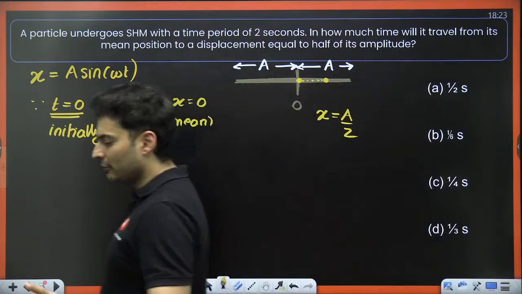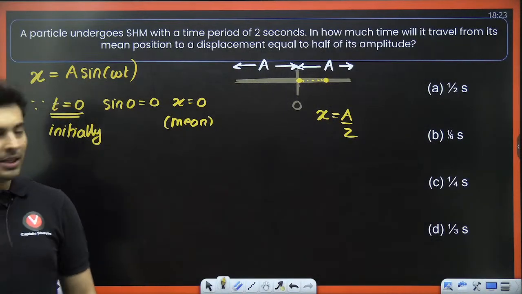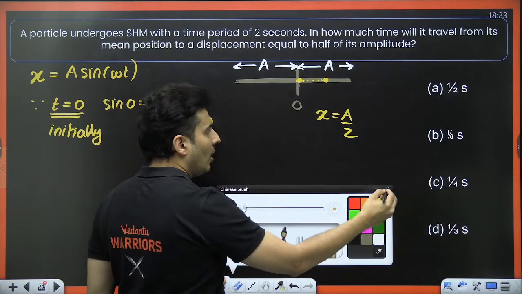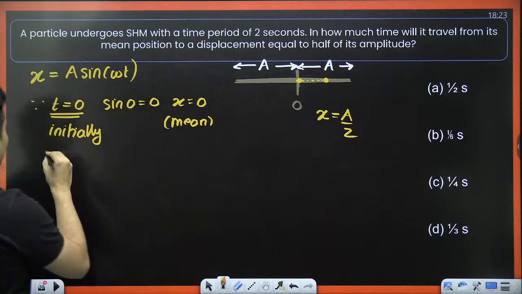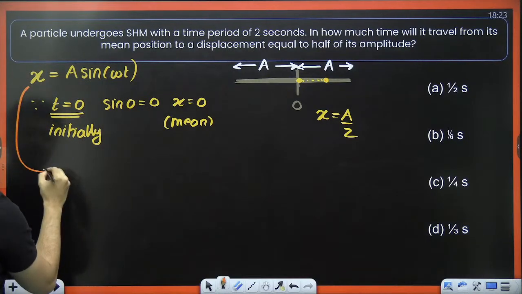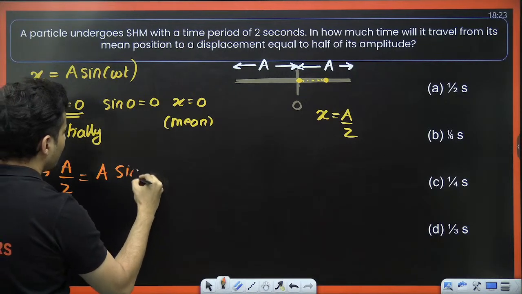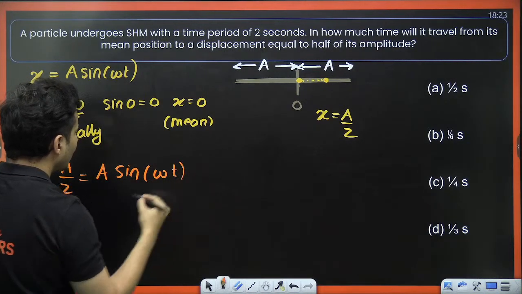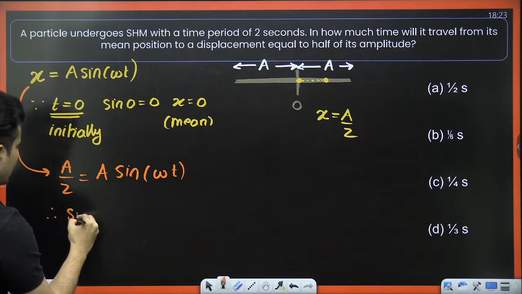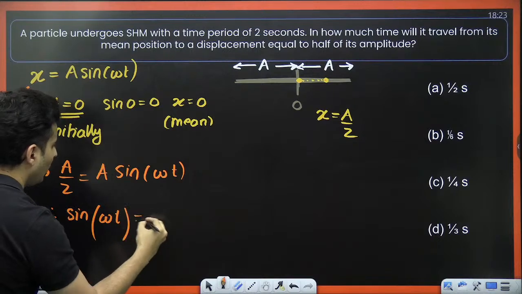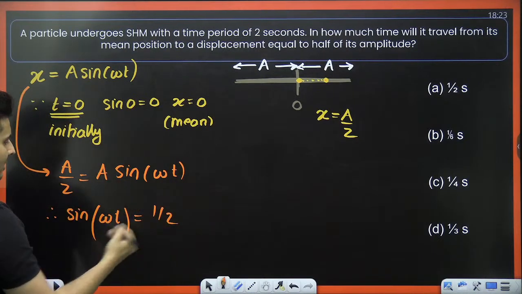Is that right? Everyone with me? Till this point? Excellent. So now, if you have to reach here, then the x value is a by 2. So this is a sine omega t. A cancels, sine omega t is equal to half. A cancels, it will become half.